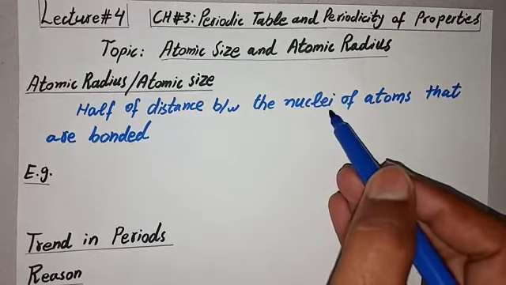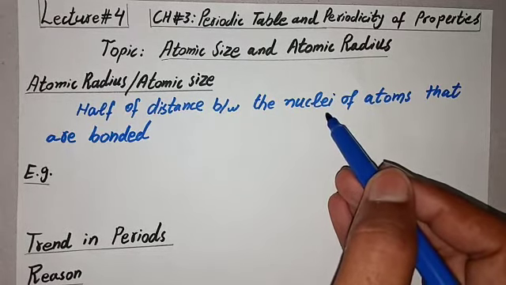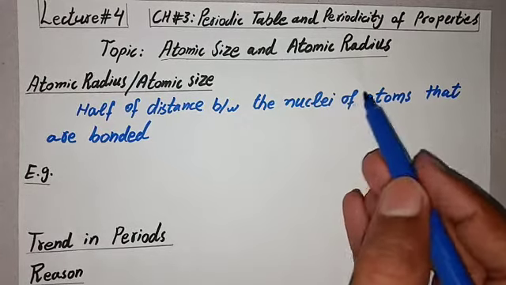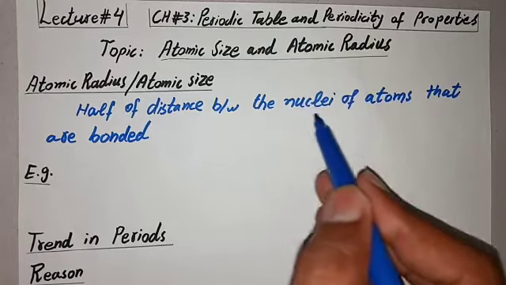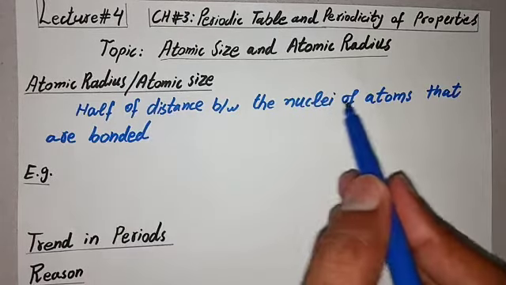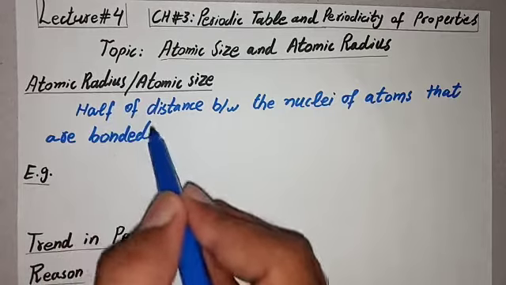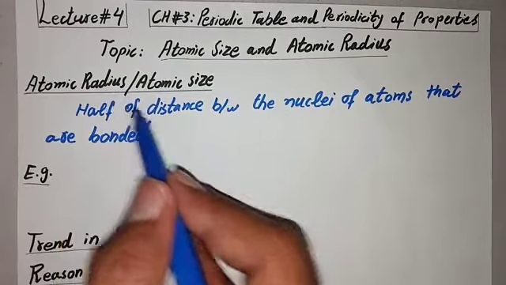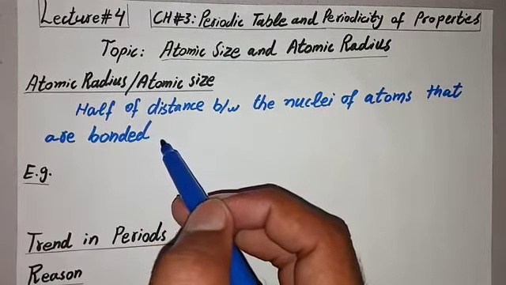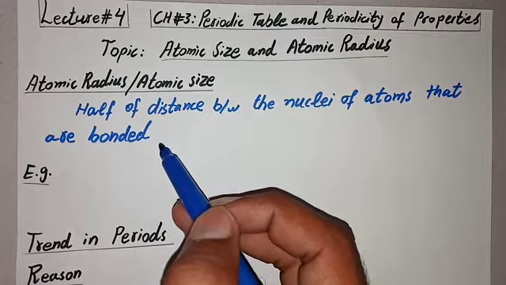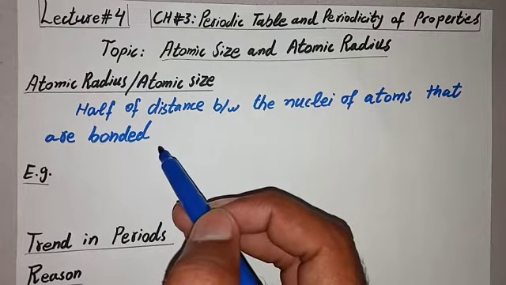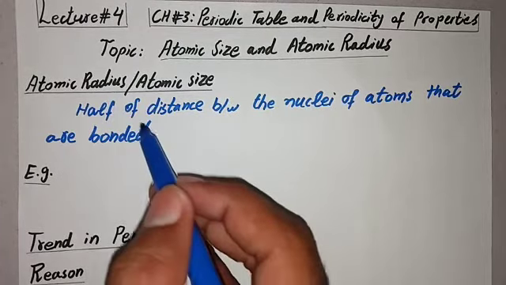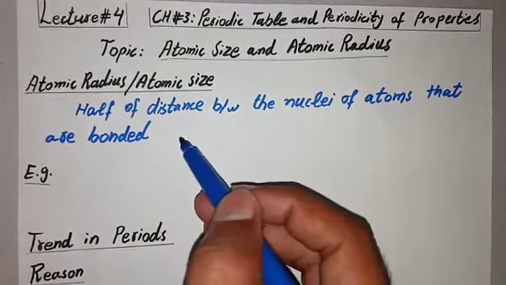Nuclei is the plural of nucleus. If there is more than one nucleus, that will be called nuclei. So if we take half the distance between two bonded atoms, that will be called the radius. In mathematics we have learned that radius is the distance from the center to the boundary of a circle. So that is also a radius, but the definition is written in a different manner.